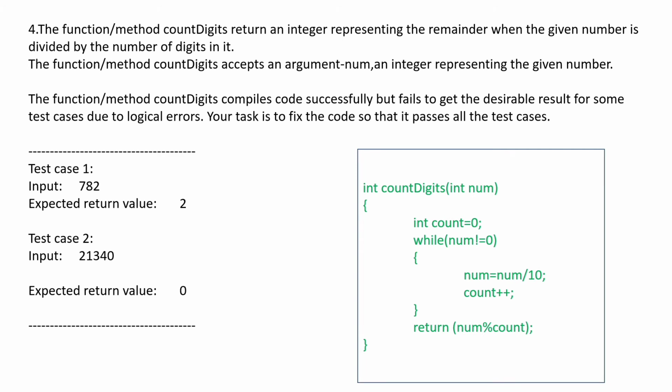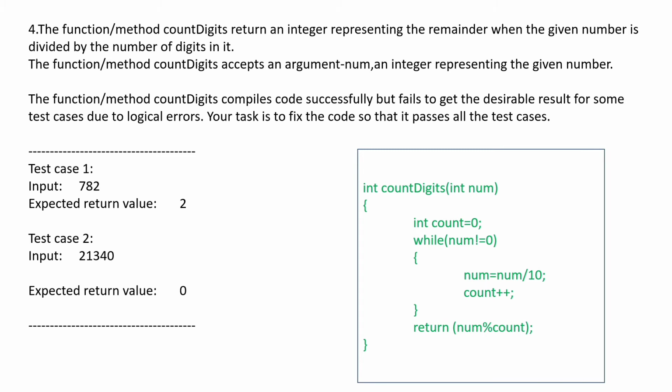So the next question is a simple function called count digits, and basically all we have to do is first of all find out the total number of digits present in the given number, and then after we have to divide the given number by the total number of digits. Finally we have to find the remainder. So if you observe the sample test case, 782, total number of digits is 3. So when 782 is divided by 3, we get the remainder 2.